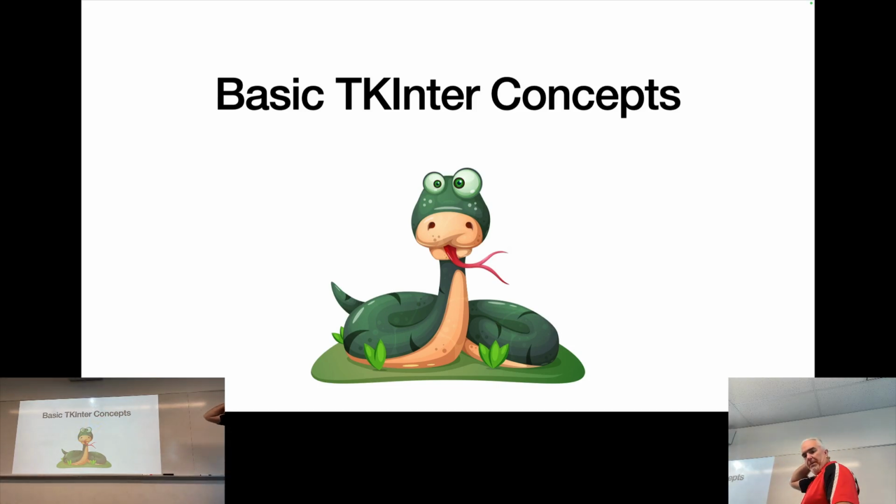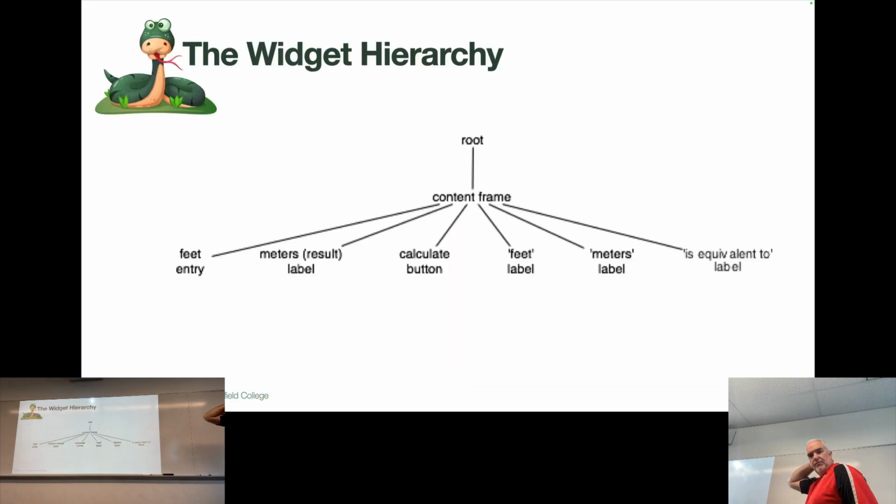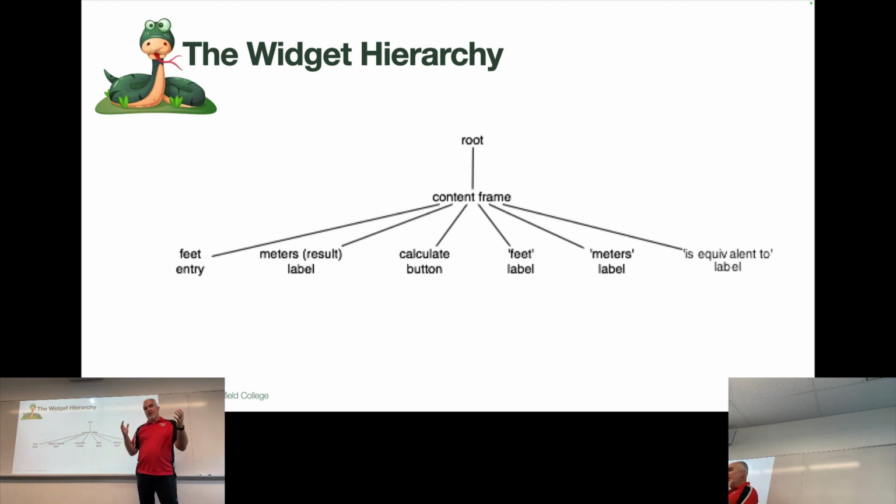So some basic concepts. Again, I've talked about the hierarchy, and most of the objects in Tkinter interface are referred to as widgets. Specifically, the things that you see on the screen and that you interact with are called widgets. And so a lot of times you'll have a root, and usually this is sort of what you would think of as the main window of your program.